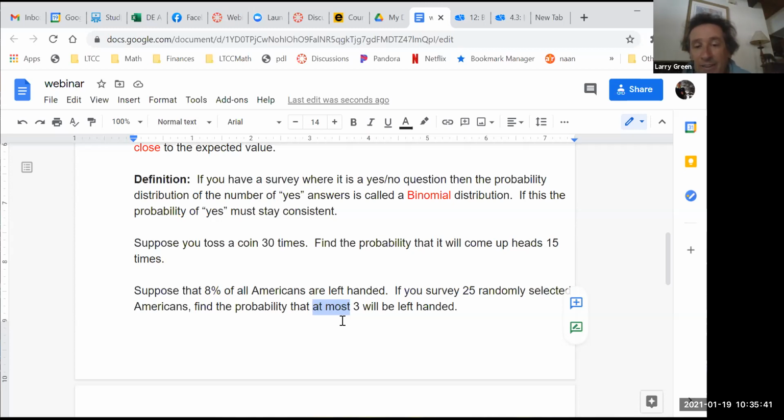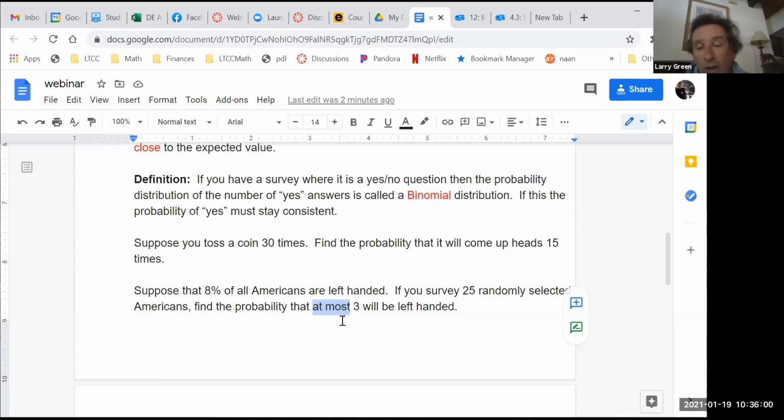Whereas if it said at least 3, then it'd be 3 or more. If it said more than 3, it'd be 4 or more. You see how that works? Because 3 is not more than 3. So you've got to get used to those words.